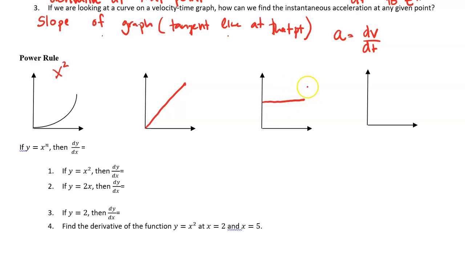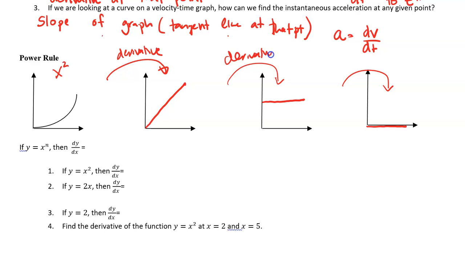And again, let's say this is an acceleration versus time graph. If you take the slope or derivative at that point, the slope is 0. So it would just be a graph like this. So again, this is just the derivative going from here to here. We're just taking the derivative for the slope.